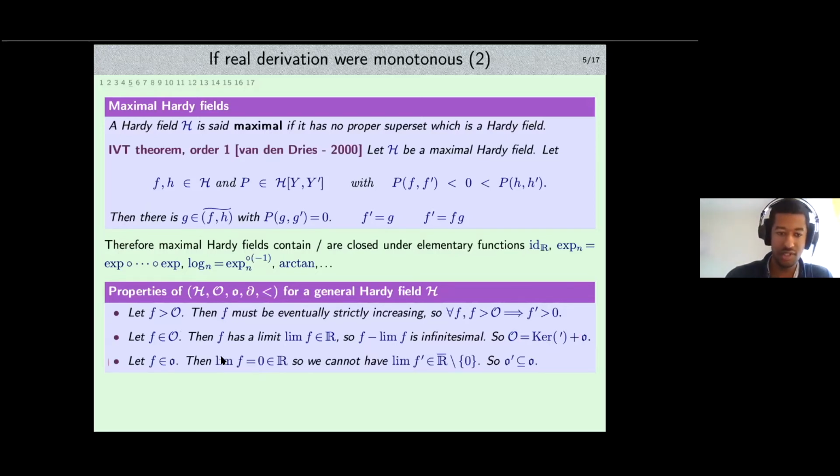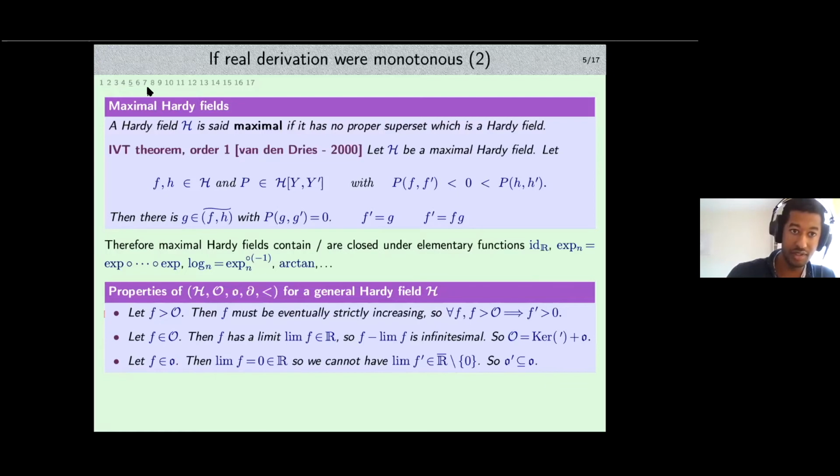Finally, if you want to know how the derivative behaves on this one, if you take an infinitesimal germ, then it's not possible that the limit of the derivative would be anything other than 0, because if it were a real constant, then the function would be strictly decreasing and would tend to minus infinity or plus infinity, and the same is true if it were minus infinity or plus infinity. So this shows that the derivative of the maximal ideal is contained in the maximal ideal. So infinitesimals have infinitesimal derivatives.